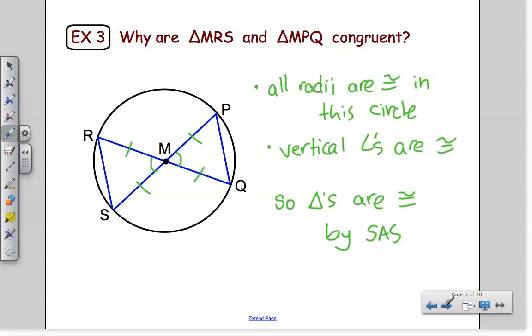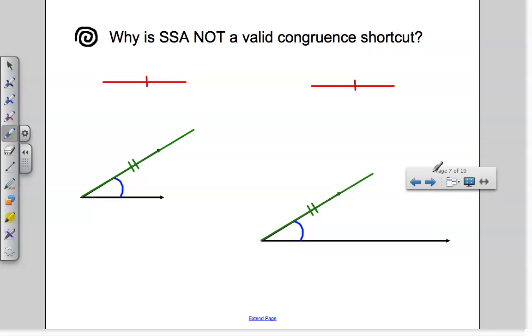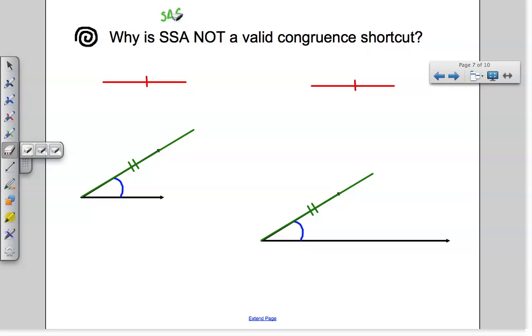Alright, we're doing a few more things today. We're looking at, first of all, a shortcut that is not valid. Side, side, angle does not work. It is not a shortcut that will allow us to prove triangles are congruent, because generally with side, side, angle, you can make 2 different triangles. How is this different than what we just did? Remember, we were doing side, angle, side, so the angle was included or had to be in between the 2 sides. Here, we have 2 sides and the angle is not included, it's not between.